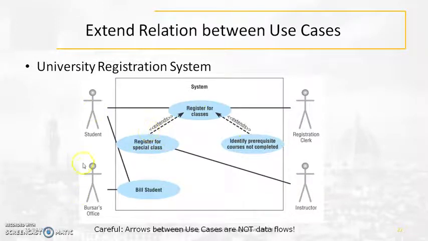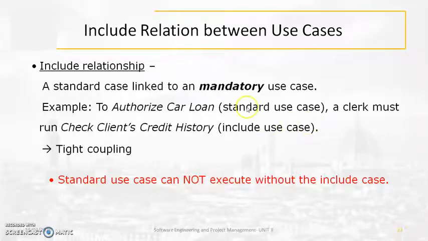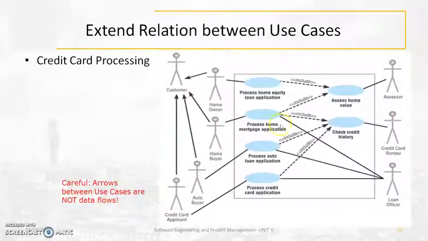These are the actors: students, bureau office, instructors, and registration clerk. Next is another type of relationship, the include relationship. It is linked between mandatory use cases. To authorize a car loan, the standard use case, a clerk must check a client's credit history, and this is under tight coupling. So the customer is the primary actor. These are the secondary actors.